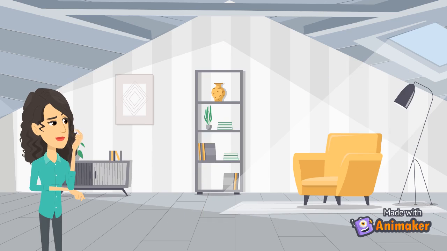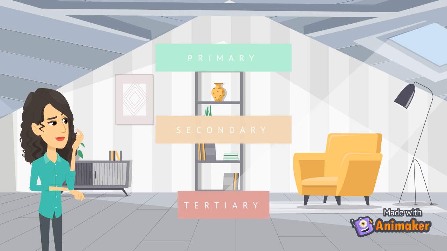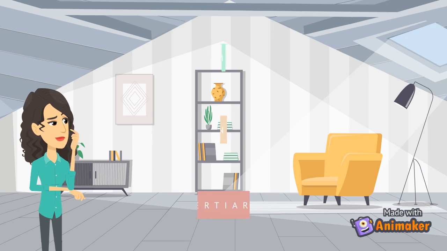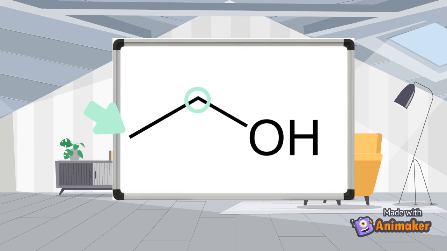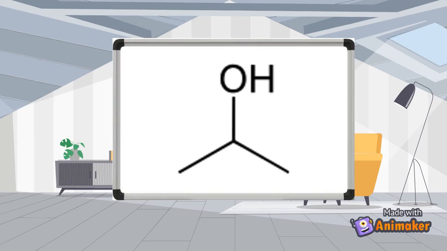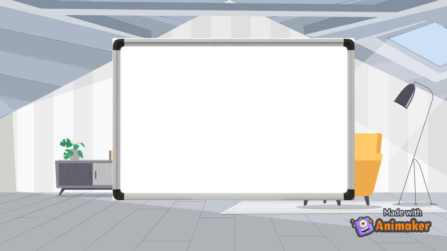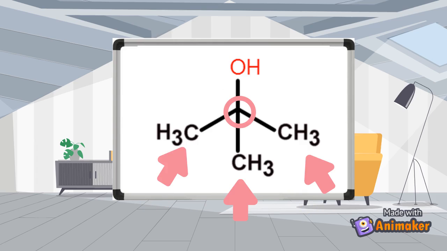To determine the product of oxidizing the alcohol, we need to first figure out if the alcohol is primary, secondary, or tertiary. How? By looking at the carbon that has the hydroxy group on it. If the hydroxy group is attached to a primary carbon, it is a primary alcohol. If it is attached to a secondary carbon, it is a secondary alcohol. And if it is attached to a tertiary carbon, it is a tertiary alcohol.